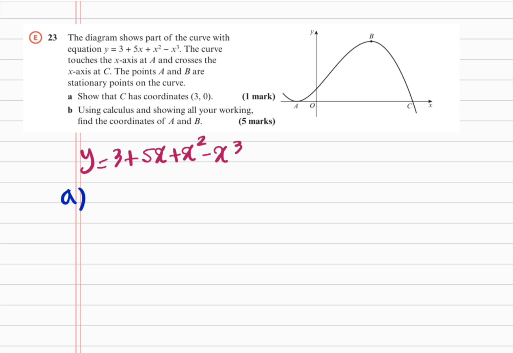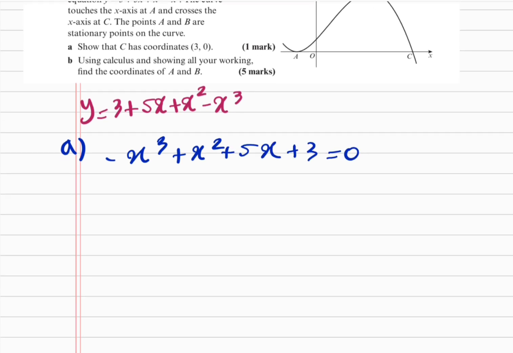So for part A, we basically need to solve the equation minus x cubed plus x squared plus 5x plus 3 is equal to 0. Let's multiply everything by minus 1 to have it in a nicer form: x cubed minus x squared minus 5x minus 3 is equal to 0. So we want to solve this cubic equation. One of the best ways of solving cubics is that you guess the first root and then use that and long division to find the other roots.